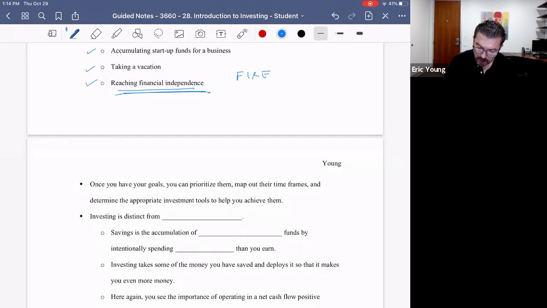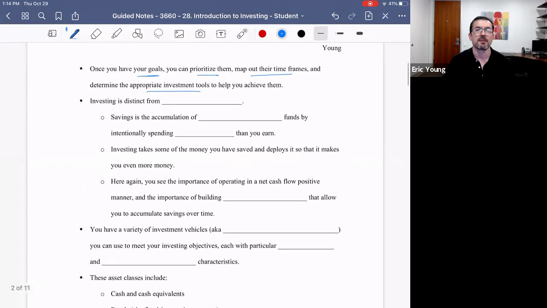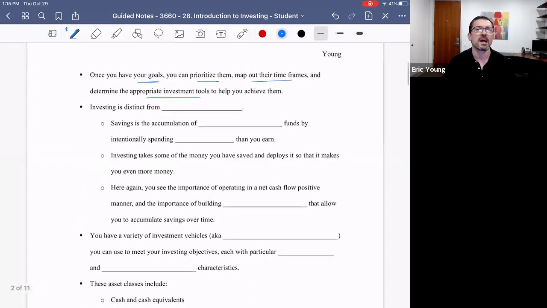And as you know, once you have your goals, once you've listed them and thought through them, then you can apply the process of prioritizing them, putting them on time frames, and then putting together strategies, including the use of investment tools to help you achieve them. So investing is an important way to think about your financial future, and it is going to be an important part of your ability to hit your financial goals.